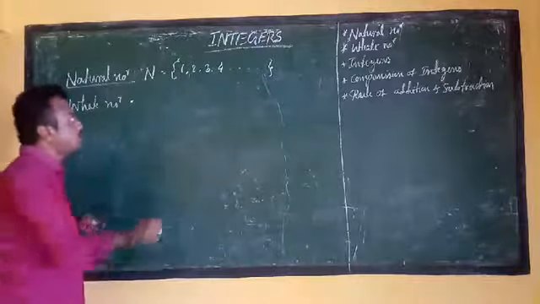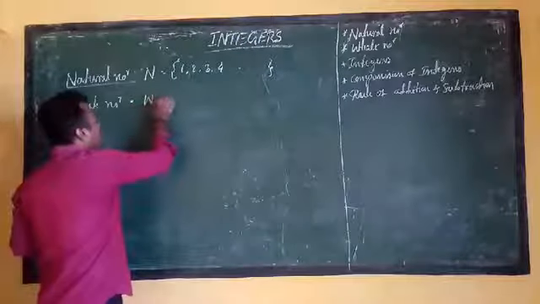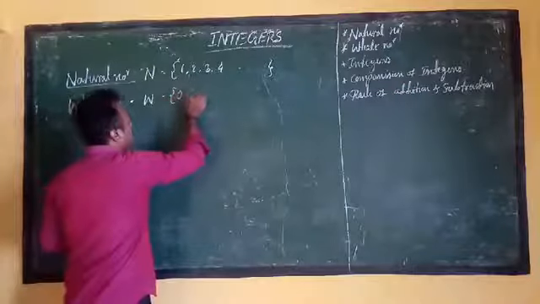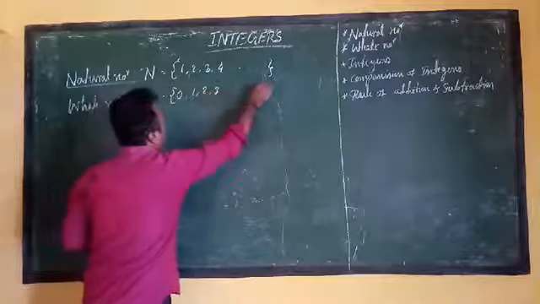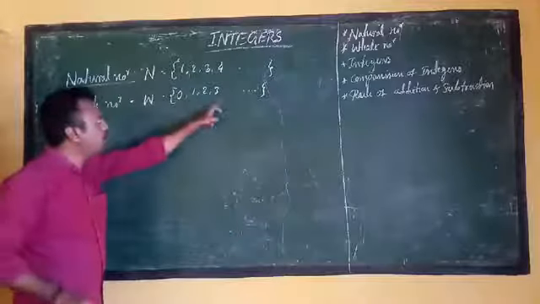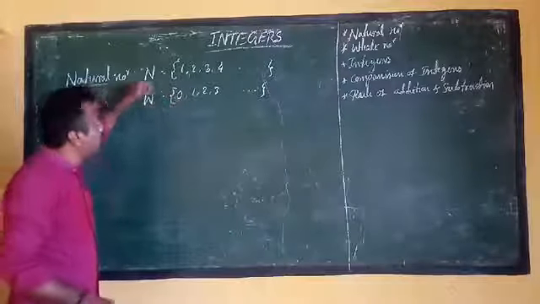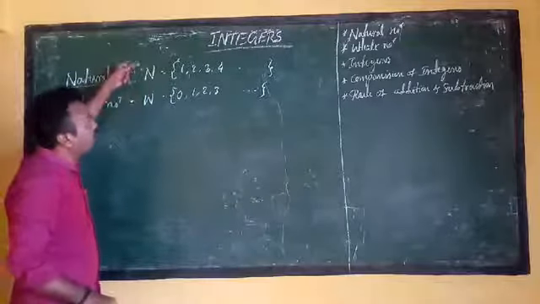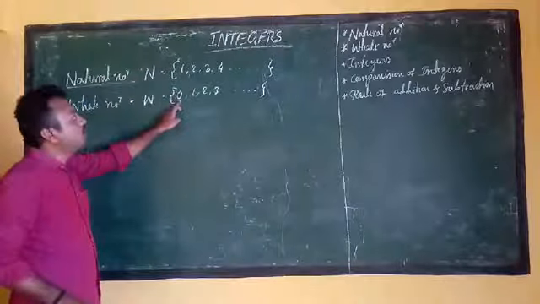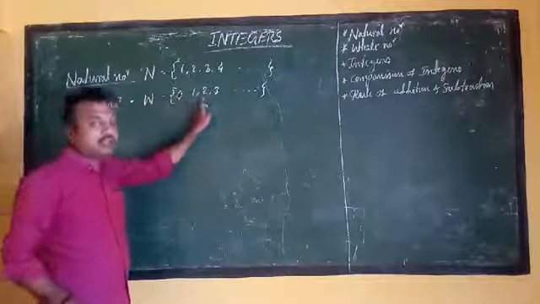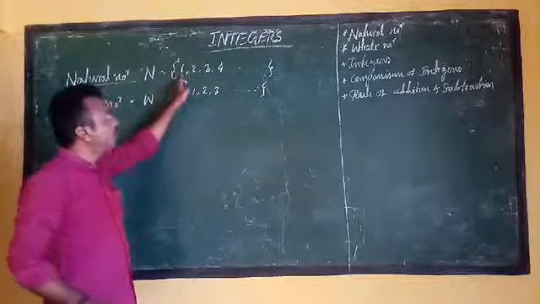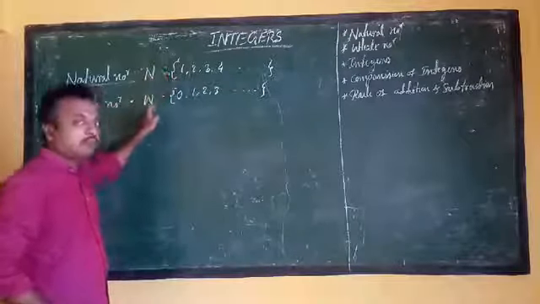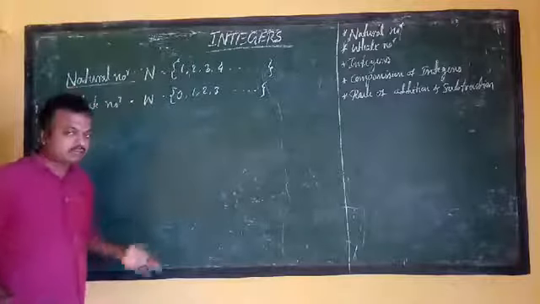And then whole numbers. Whole numbers can be represented by the letter W. Clear? So what does it mean, a whole number? Counting numbers along with 0, that is called a whole number. Every natural number is a whole number, but every whole number is not a natural number, because 0 belongs only to the whole number set, but 0 does not belong to the natural number set. Therefore, all natural numbers are whole numbers, but not every whole number is a natural number.